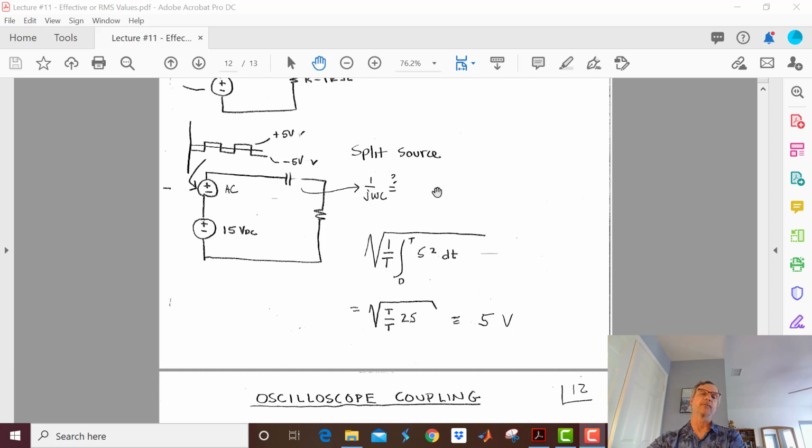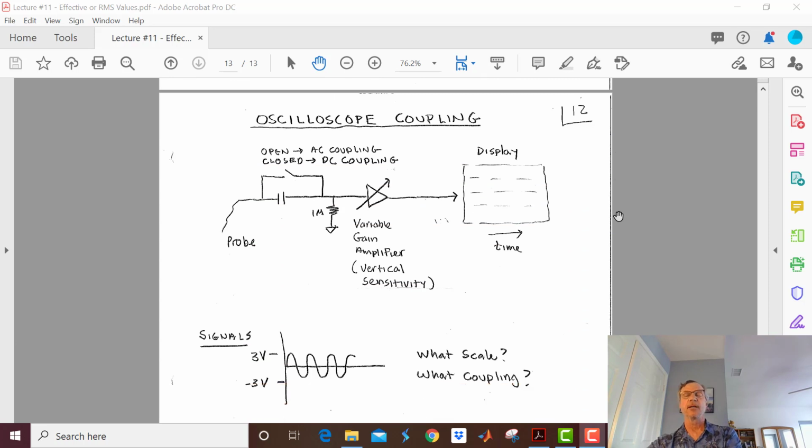Important concept for you. And now, since we're talking about this stuff, let me give you another little piece of practical insight for your job interviews. Let's look at how we couple the oscilloscope, the front end of the oscilloscope. And so what we're going to show here is a probe, and then the probe, as you've seen in the lab, it has a little switch.